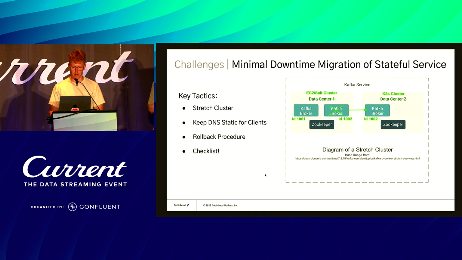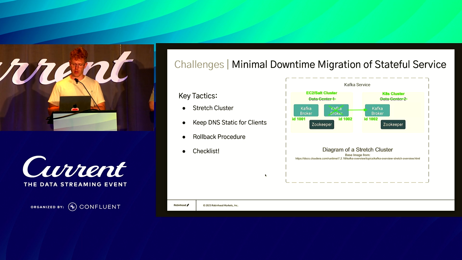Okay. Another piece that we thought a lot about was that we wanted to do zero downtime migration, or at least minimal downtime. And so one of the main things that we exploited was the concept of the stretch cluster. So the diagram here is a modified diagram of a stretch cluster that I found, kind of showing what we're doing here.